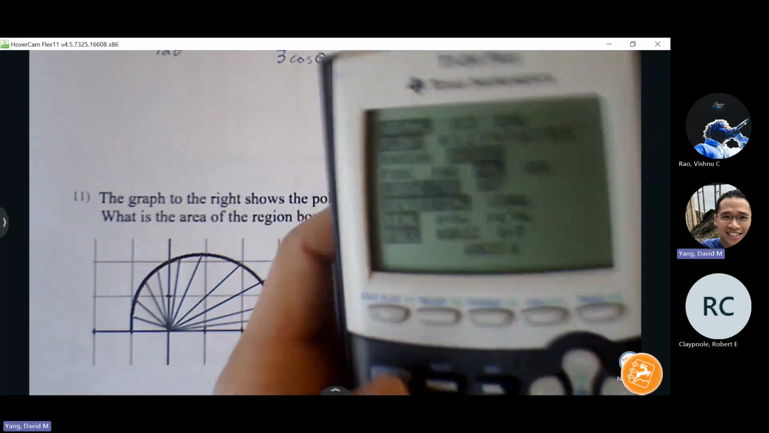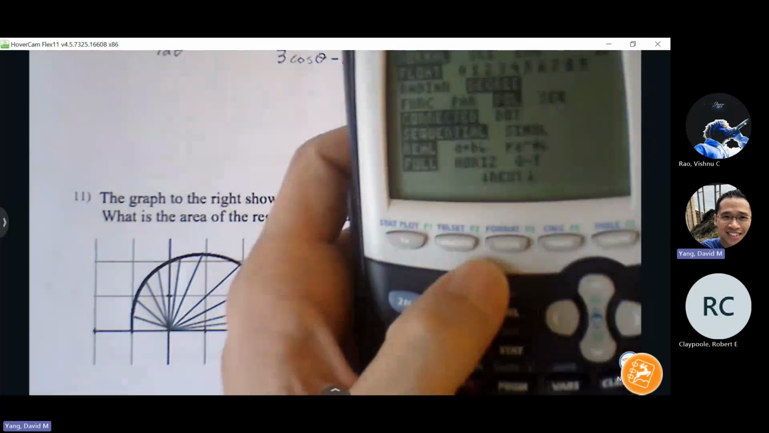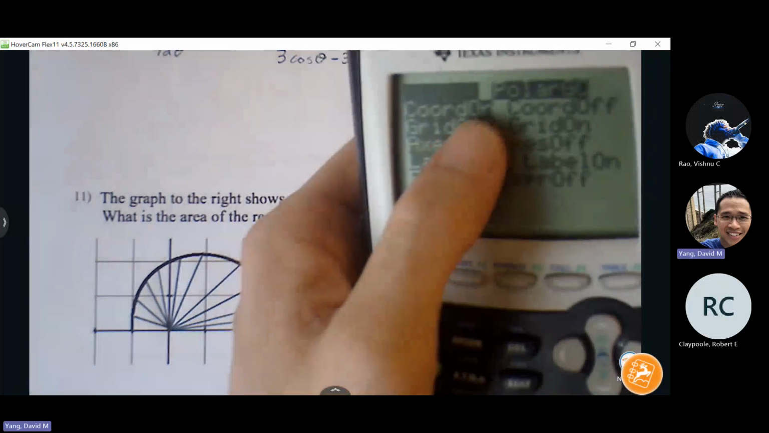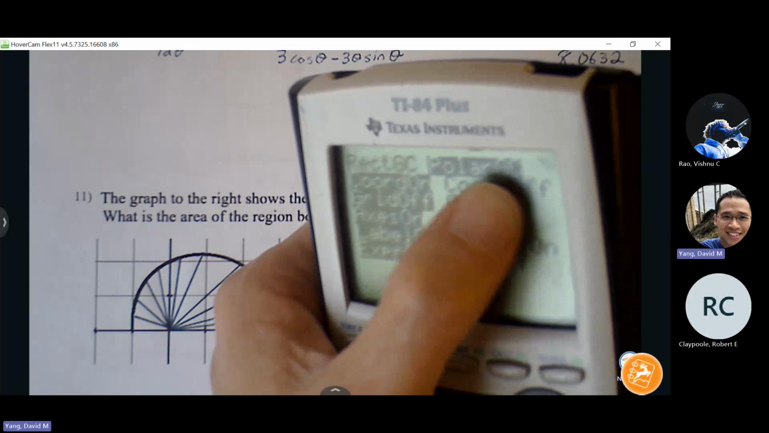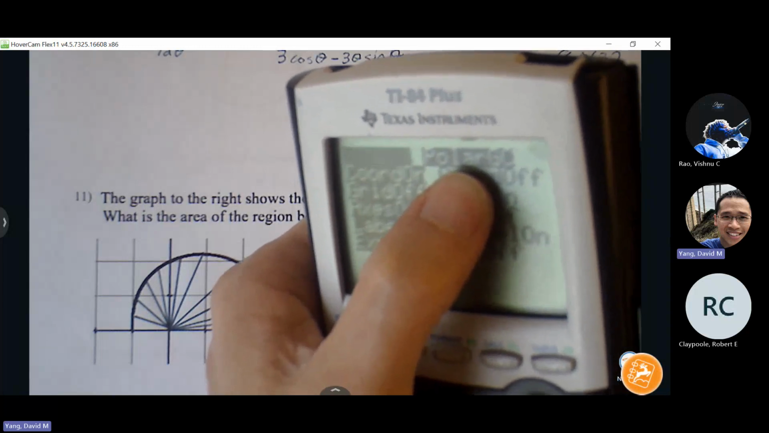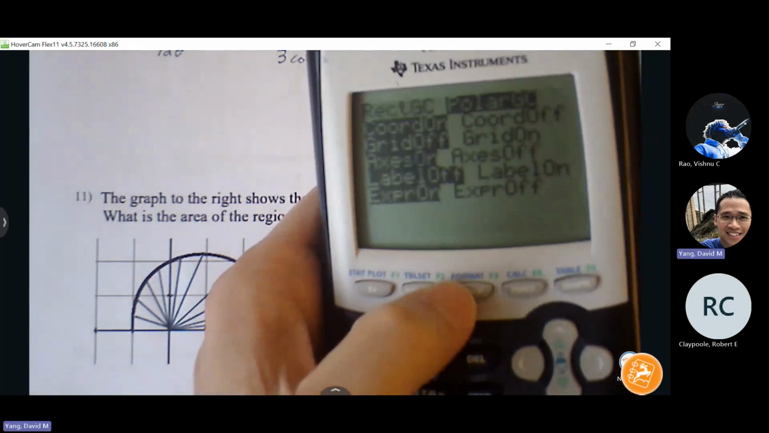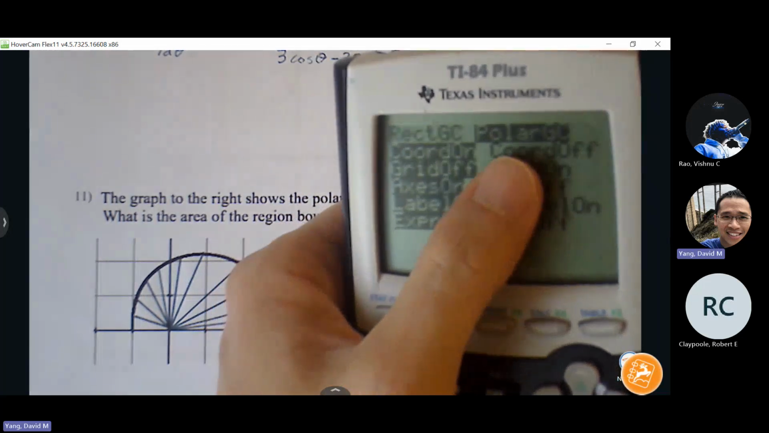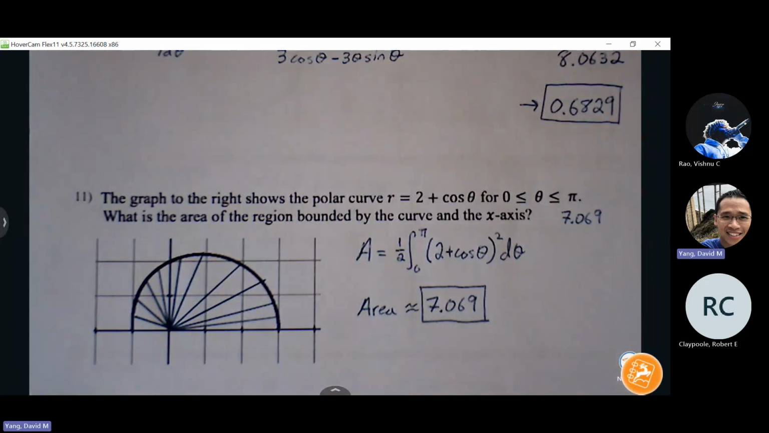And another adjustment you may have to make, I think this will be helpful as well. If you do second zoom, it'll take you to format, and you want to be in polar graph coordinates. That way, you're not seeing x and y when you trace. You're seeing r and theta as you trace. Okay, so second zoom will take you to format and select your polar GC instead of rectangular GC. So now if you go to y equals, you can do 2 plus cosine theta.